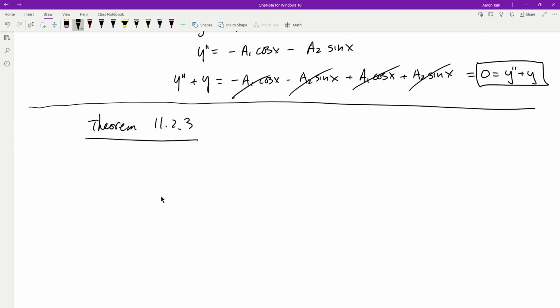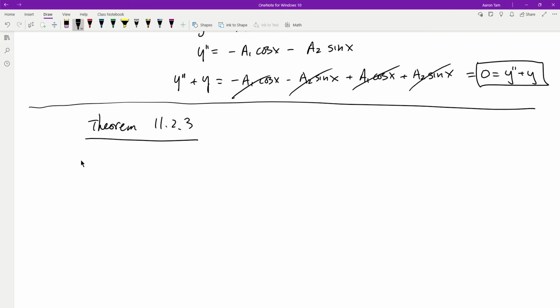So this is our first theorem, 11.2.3. It states the following. This is probably the theorem that we're going to be using from this point on, until we have a new theorem later at the end of 11.2, which is going to be 11.2.4, and that would generalize even further. But for now, let's talk about this theorem first.